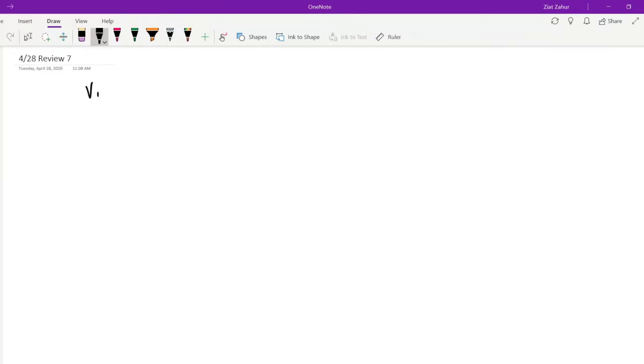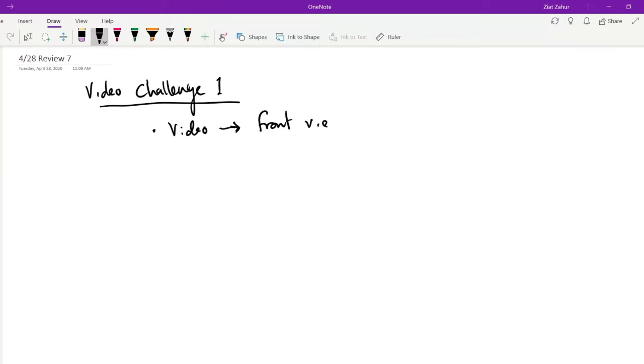Okay, video challenge 1. You are to submit a video. The video should have a front view of the entire run, and clips used for video analysis. Now, remember, you're not analyzing the entire run. You're only analyzing the final shot and the first bounce, and then the final bounce. Clips used for video analysis.